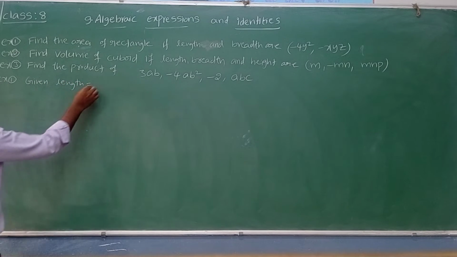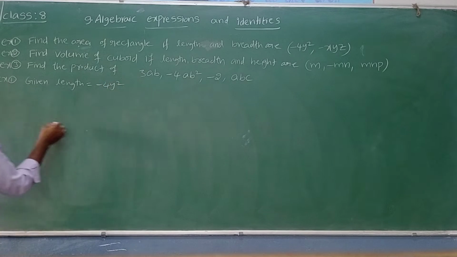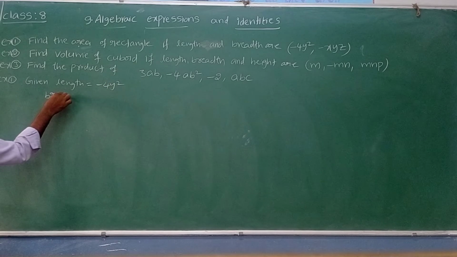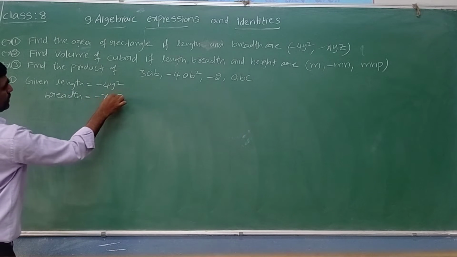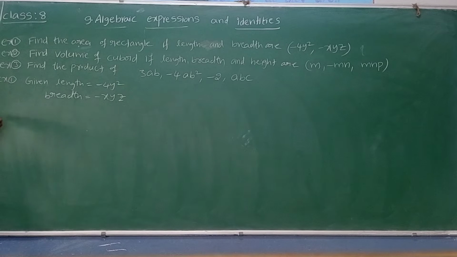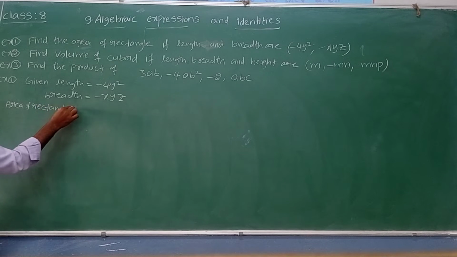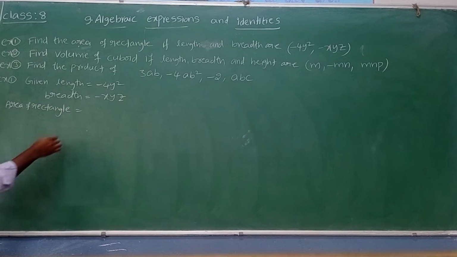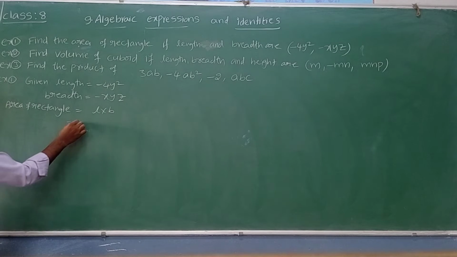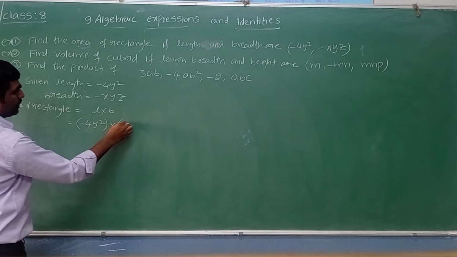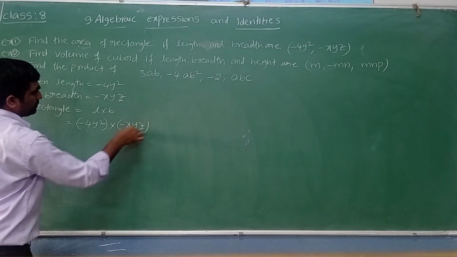Length is equal to minus 4y square. And next we can write breadth. Breadth is equal to minus xyz. Asking to find the area of the rectangle. We already studied in the previous class that the area of a rectangle is length into breadth. Here length is minus 4y square into breadth minus xyz.